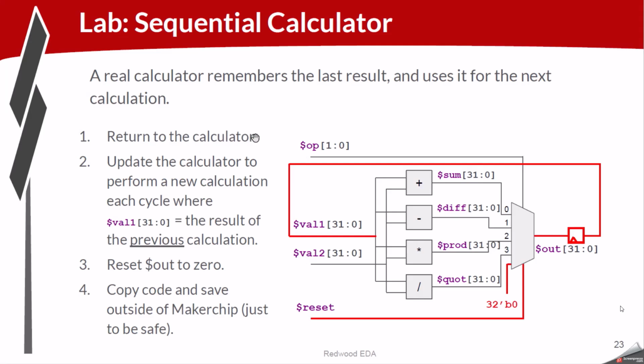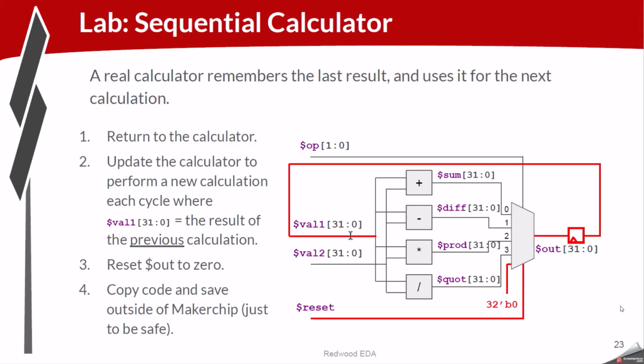So go back to your calculator, and what we're going to do now is actually make this more like a real calculator. So in a real calculator, you enter the computation that you're going to do, you get a result that shows up on the screen, and then you say what you want to do to that value. You'll say +2. That's going to take the value that you had and add 2 to it. So we have to remember the value that we had.